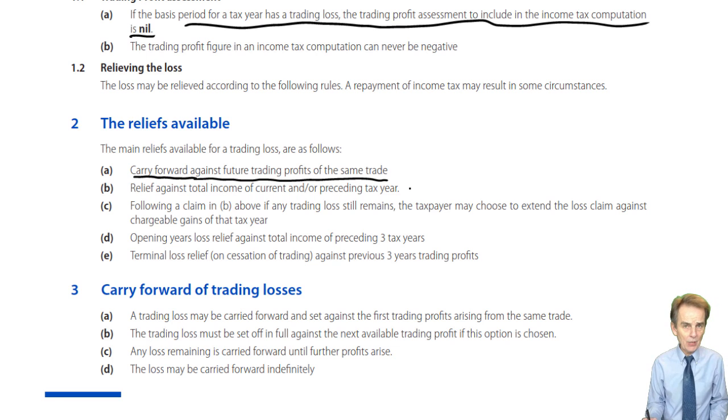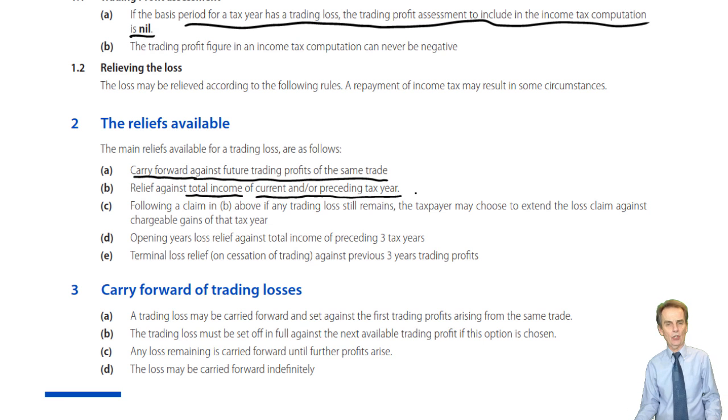Relief, of course, can be obtained rather more generously and rather more immediately against, well, there it is, total income of the current and or the preceding tax year. Now, you know where total income is on your income tax computation, and we've got a choice here that we can put the loss against the total income of the current tax year and or the preceding tax year. The details of that, of course, coming up soon.